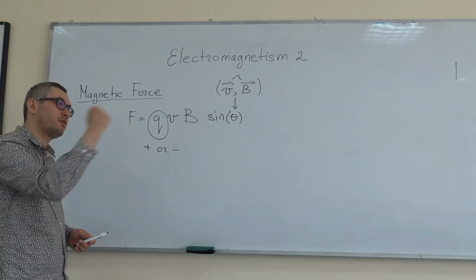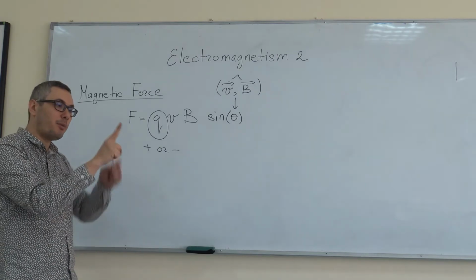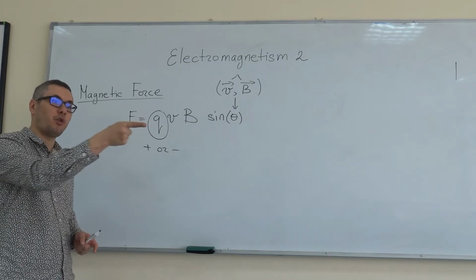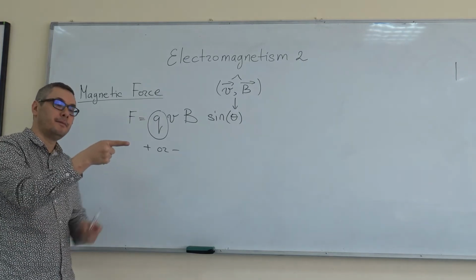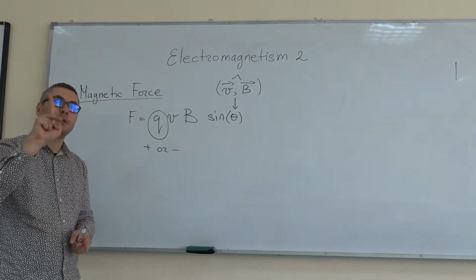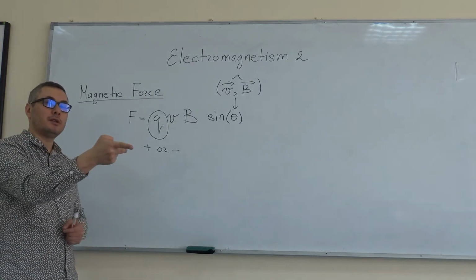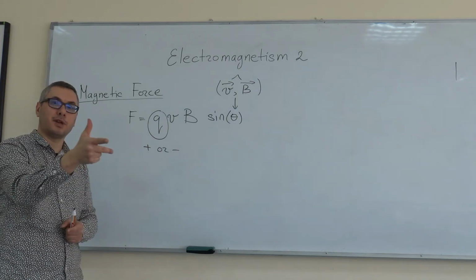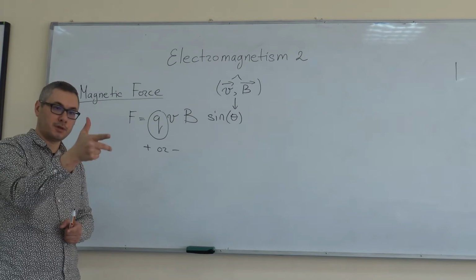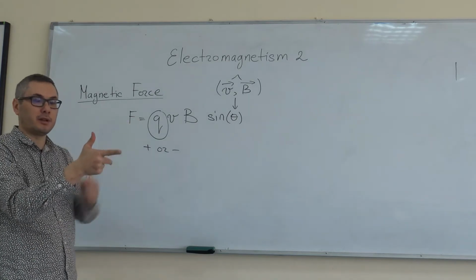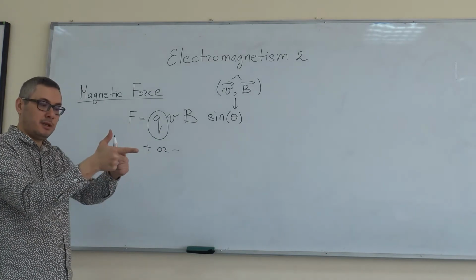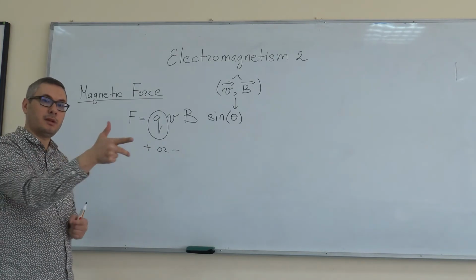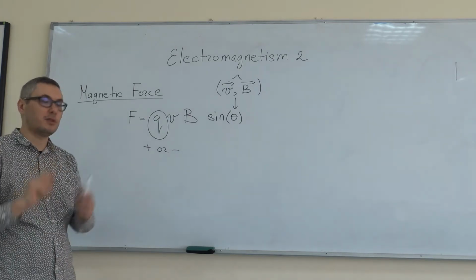Okay, so you have to take your right hand and point your index finger in the direction of the velocity. Your middle finger is in the direction of the field, and the thumb will then point in the direction of the magnetic force. So again, index finger, velocity, middle finger, magnetic field, thumb is the force. So let's look at a few examples.